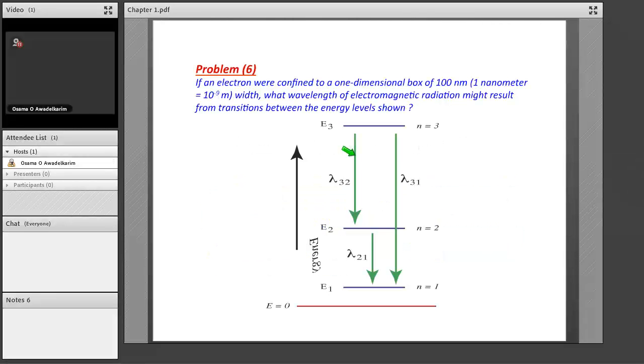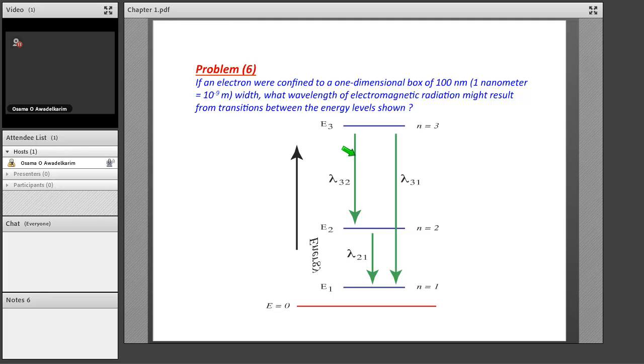Now, I told you, you could make it by simply depositing a metal on an insulator, on another insulator, and you can confine an electron. Okay, now let's look at this example which tells us how we can use this quantum box, or how we can use this quantum well.